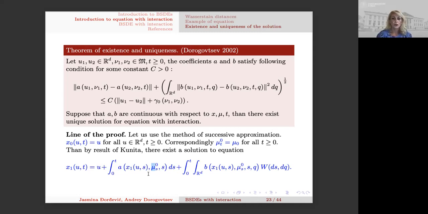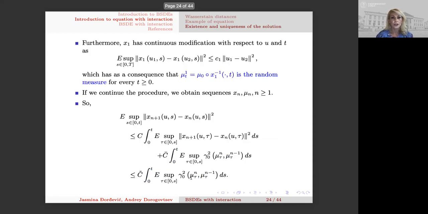In order to continue with these iterations, we need to show that mu1 and later mu_n will be measures. For this, we prove that x1 actually has a continuous modification. This enables us to state that mu_t1 is a random measure. In this way, we can continue with iterations for x2 and further on. By this, we have two sequences, one of random fields and one of measures.